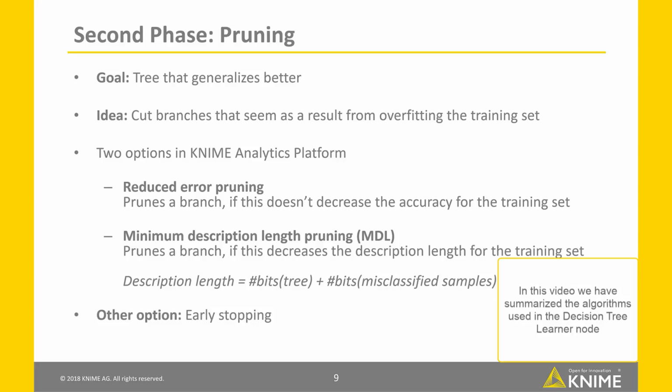In this video, we have summarized the algorithms used in the decision tree learner node. That is, the C4.5 and the CART algorithm, the information gain and impurity measures, and the pruning techniques available in the node.